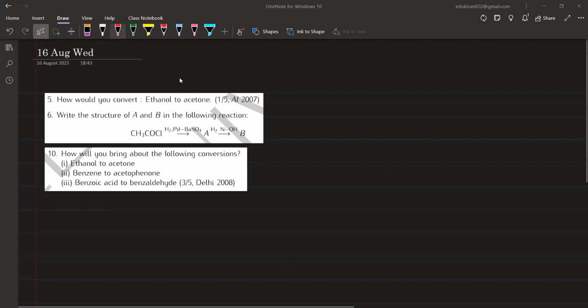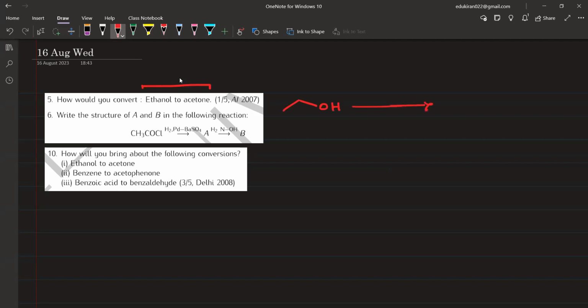Fine. See, this is a very good question. Ethanol to acetone. Okay. So you make the structure of ethanol. That will be 2 carbon atoms and then OH. Okay. And you have to add some reagents here, and you are going to get acetone. So here in acetone we have 3 carbon atoms, and here we have 2 carbons, and here we have 3 carbons.